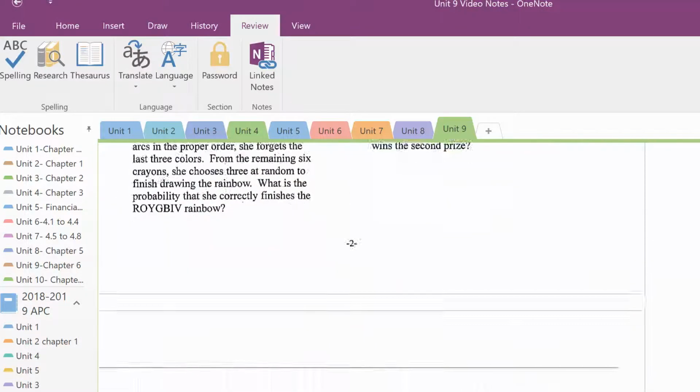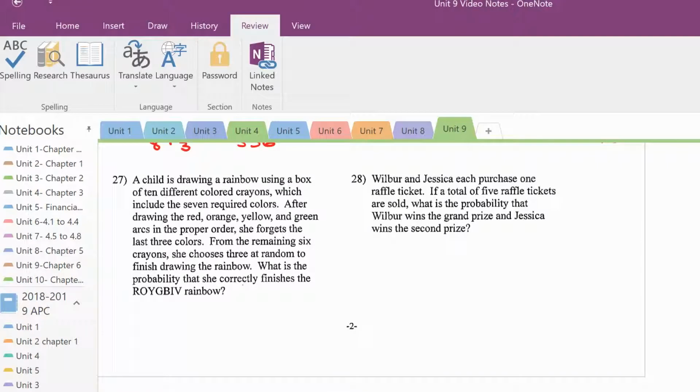All right. So the colors of the rainbow. Using a box of 10 different colored crayons, which include the 7 required colors, after drawing the red, orange, yellow, and green arcs in the proper order, she forgets the last 3 colors. From the remaining 6 crayons, she chooses 3 at random to finish drawing the rainbow. What is the probability she correctly finishes drawing the rainbow? Well, there's one way to do it.